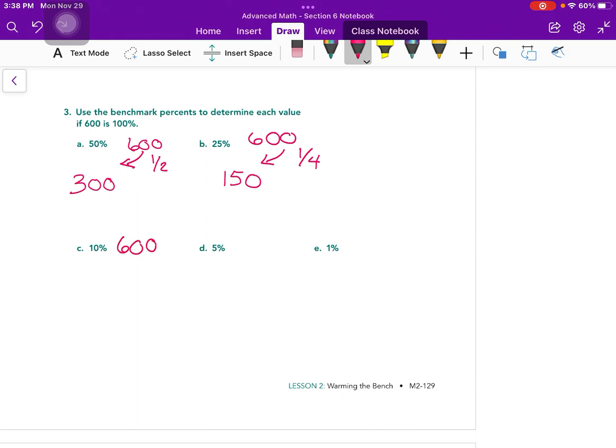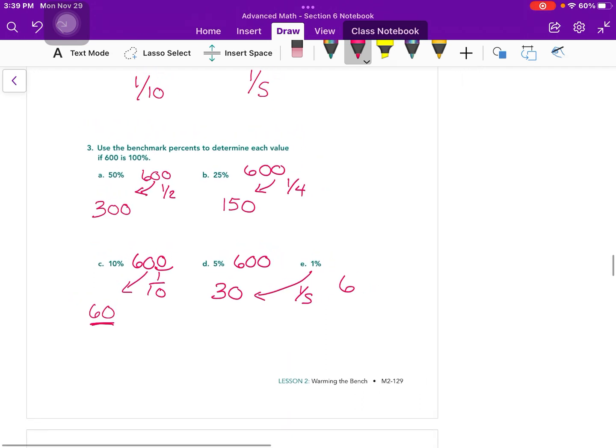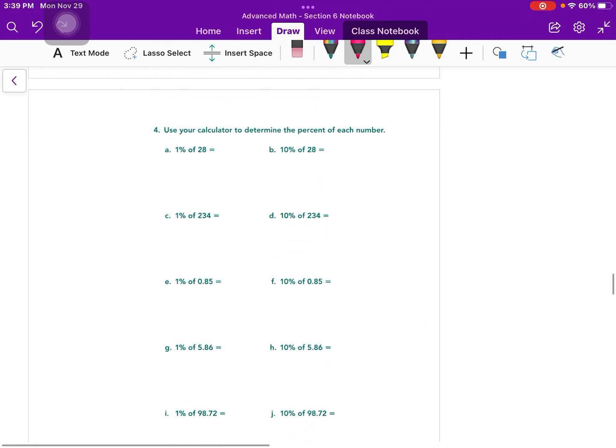Let's see, 10% of 600. Well, 10% of 600 is like 1/10 of it. And so that would be like saying 60, moving the decimal 1 place. 5% of 600. Well, if 10% of 600 is 60, 5% would be half of that, so it must be 30. And 1% of 600 is like saying 1/5 of this guy. So 30 divided by 5 is 6. That's one way I could look at it. There's lots of different ways I could look at it. So I can use these benchmark percents to help me come up with percents of numbers. Let's keep trying.